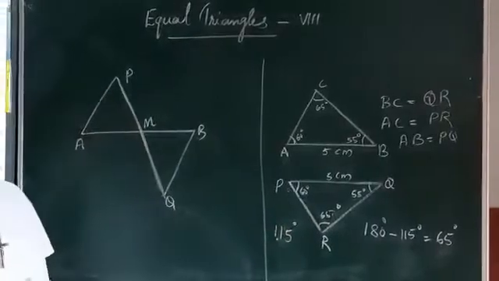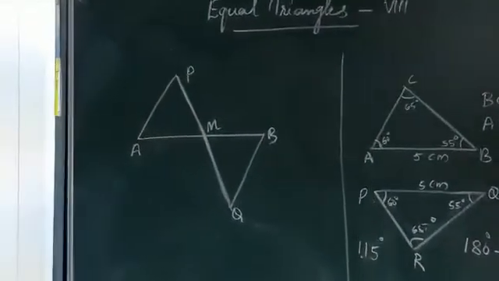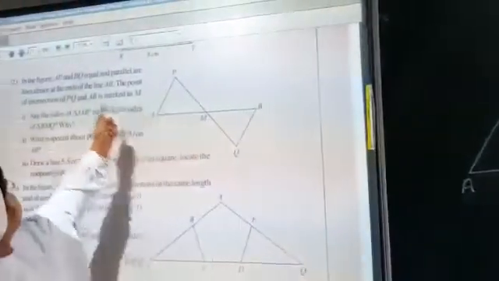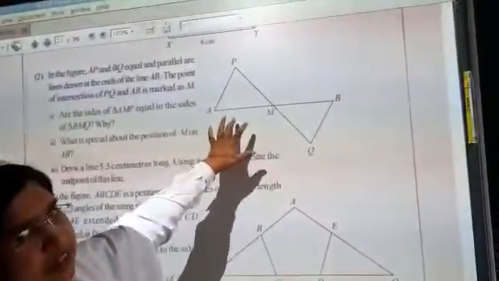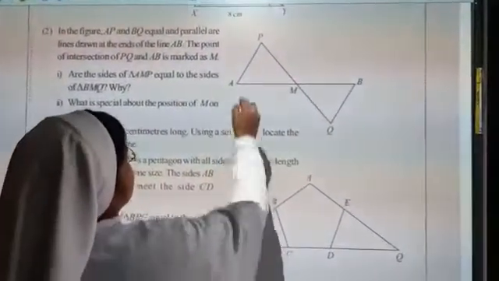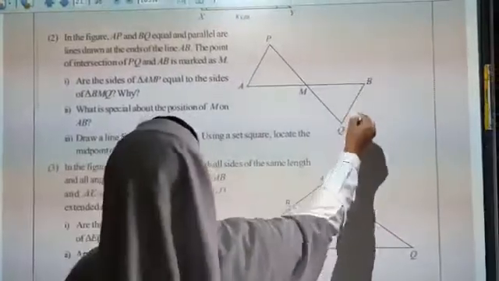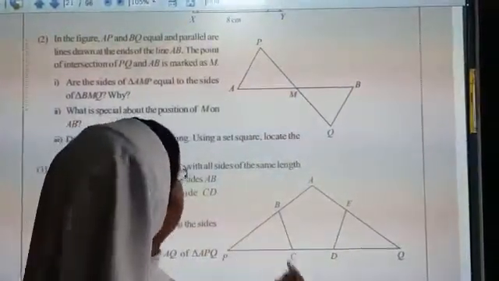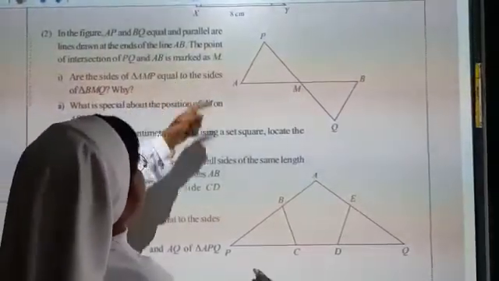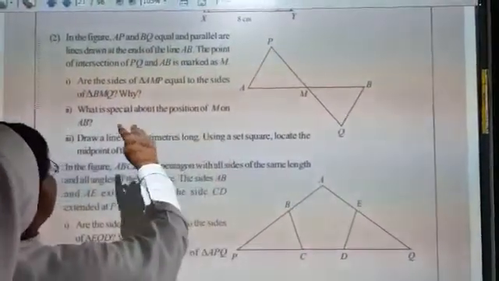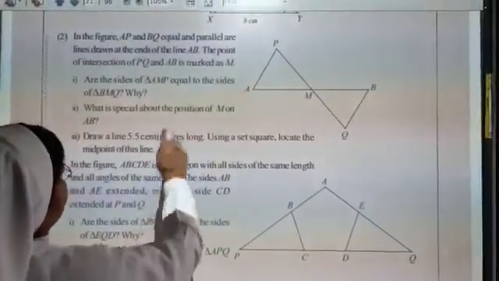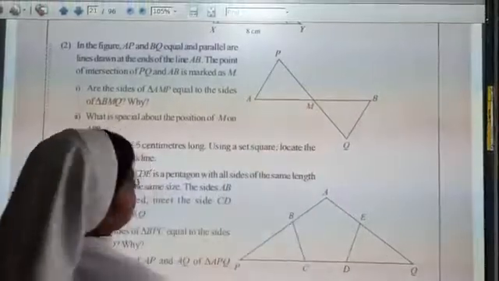Now using that principle, let's solve a problem. The problem is given here in figure A. In the figure, AP and BQ are equal and parallel lines drawn at the ends of the line AB. The point of intersection of PQ and AB is marked as M.